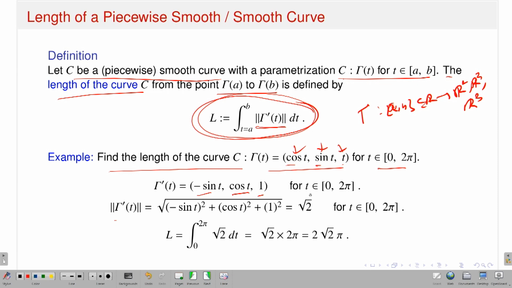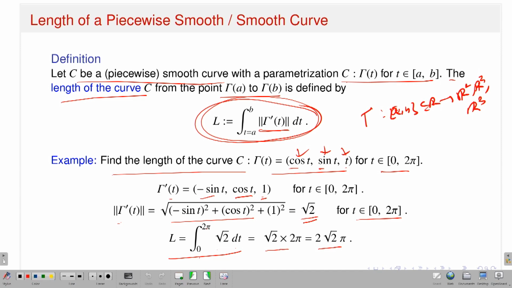I think 0 to 2 pi is also fine, because the open interval you can also take. So gamma prime t is this vector. What is the norm? Use the Euclidean norm. This is the square root of this object, which is nothing but square root of 2 for all t between 0 and 2 pi. That means what is the length? Integration from 0 to 2 pi of square root of 2 dt, which is square root of 2 times 2 pi, which is 2 root 2 pi. I think that's it.